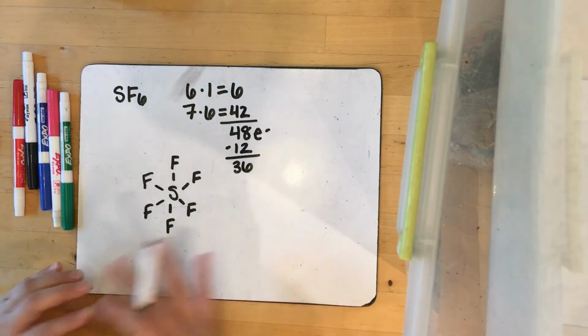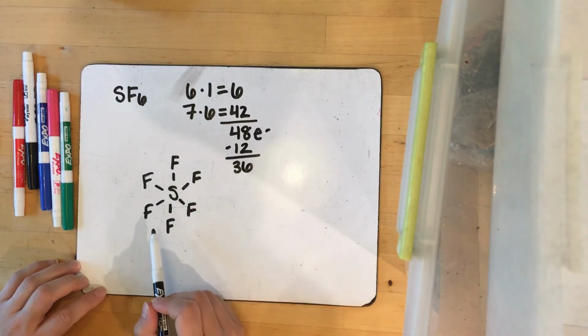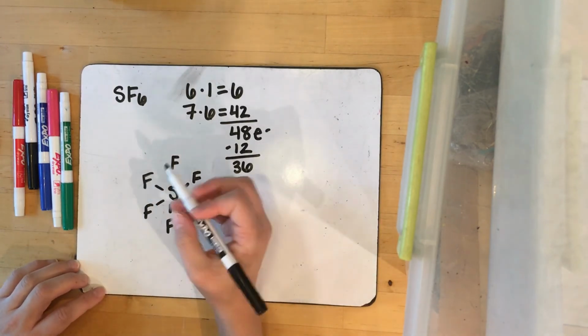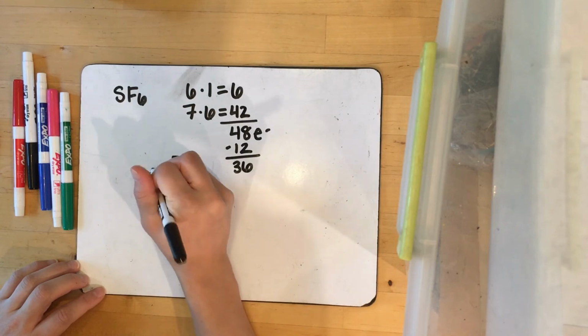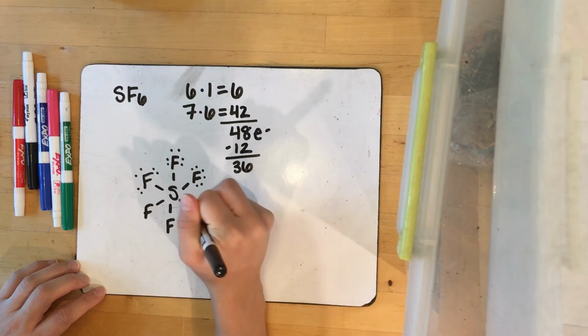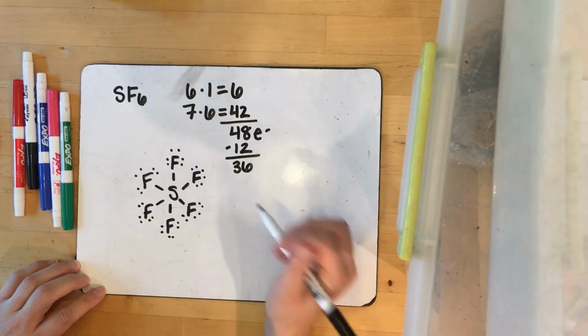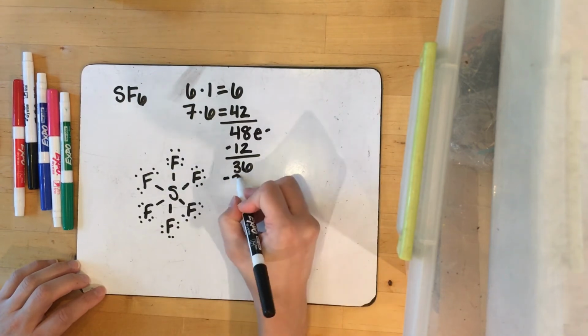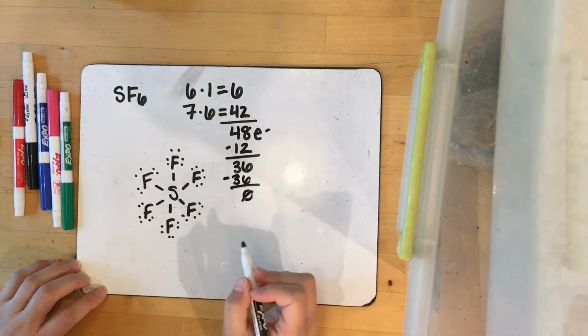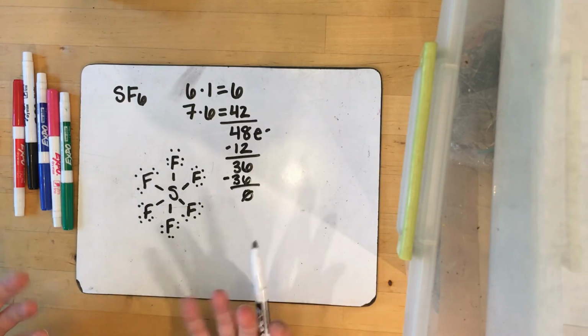So the next step after bonding them together is to give those outer elements 8 valence electrons. So they'll each need 6 more because they have 2 already from the bonds. And 6 times 6 is 36, so we used up all of our electrons. So now we know fluorine is good because we just made it have 8.